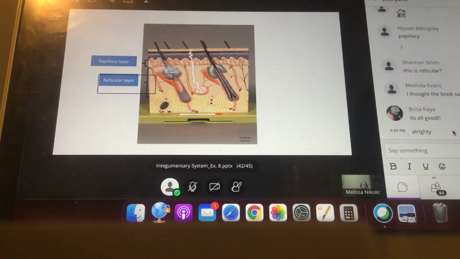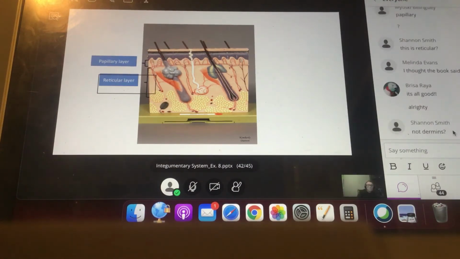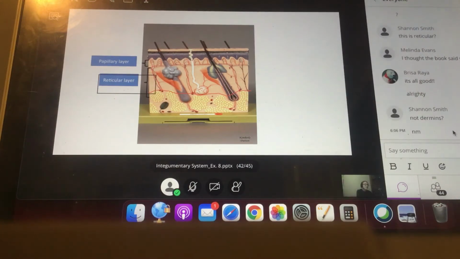So, Shannon, do you see the reticular layer? Yep. Do you see how I've bracketed it? So maybe I've gone a little into the hypodermis there. Maybe a little bit. Shannon, we have two layers. There's a sub-layer. If you look at the book on page 53, there's epidermis, and then there's the layer stratum corneum and stratum basale. And then under dermis is papillary layer and reticular. They're both part of the dermis.